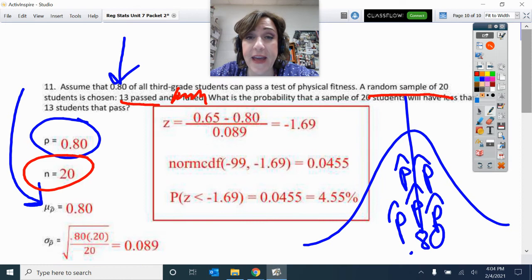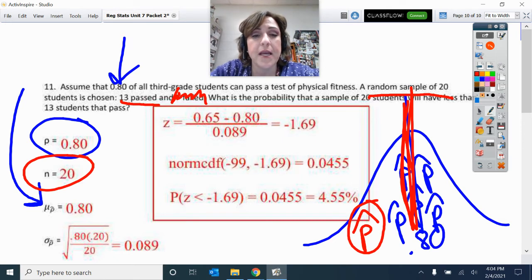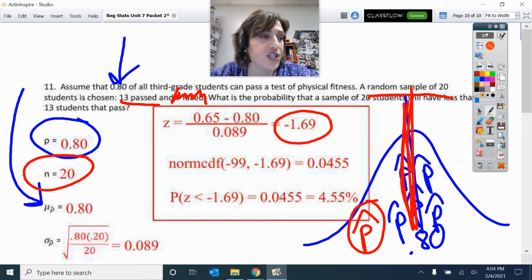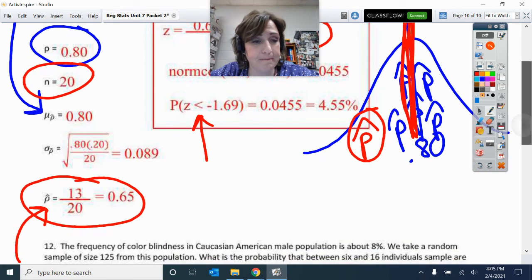So let's see how that compares. Is this 0.65 concerning? Is it far away from 0.80, making me think, whoa, we really do not have our data centered around 0.80? Well, let's see. 0.65 minus the 0.80, it's only 1.69 standard deviations down. So that is not alarming. That could be just because of sampling variability. I am not worried. I do not have evidence that the 3rd graders that would pass this physical fitness test is lower in this area. Okay. So what's the probability that you get that? So we're going to do less than that z-score, 4.55%.